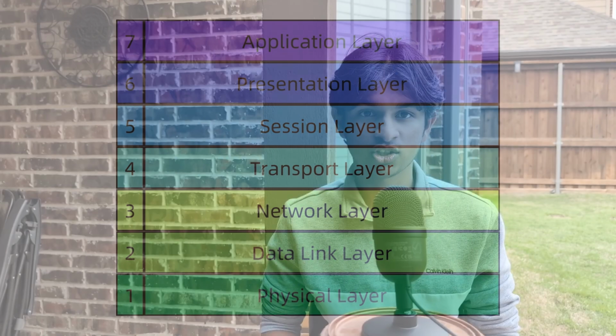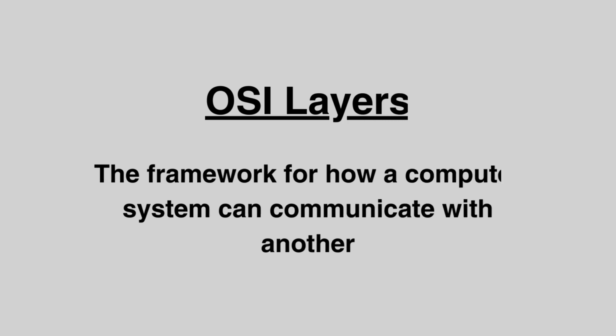But before we get into each layer, we must understand why the OSI model is so widely used. At its simplest, the OSI layers can be defined as the overarching framework for how a computer system can communicate with each other. More specifically, it is the process by which data is given the information to be transferred over a computer network. Now that we have a basic understanding of the OSI model, let's look at each layer individually and their role in network communication.